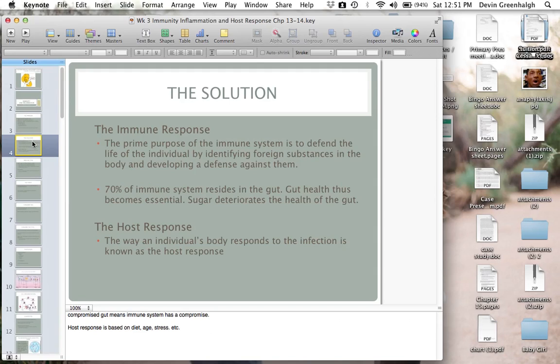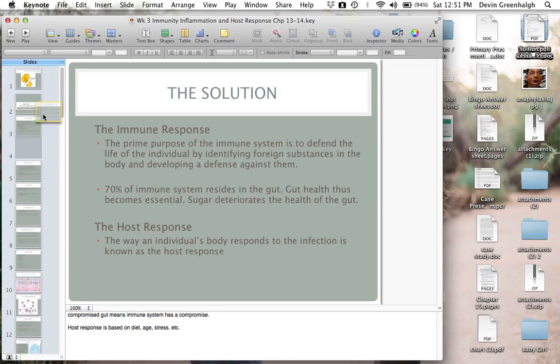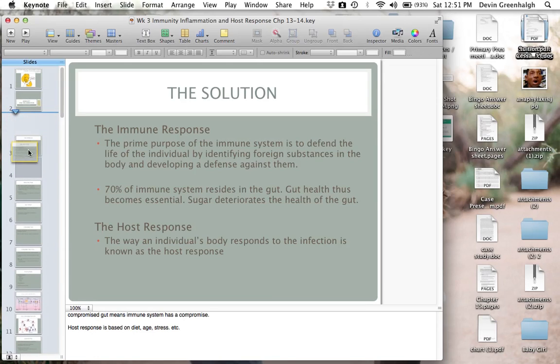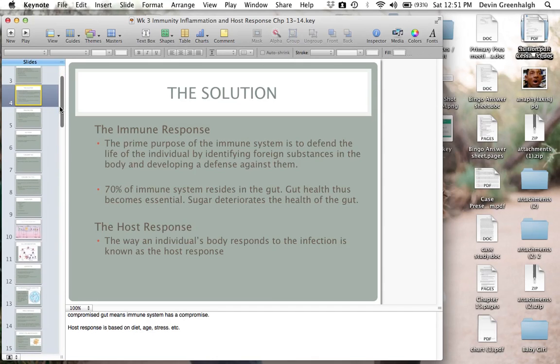The host response is the way an individual's body responds to the infection. So the host response is how the body responds to the infection. And what affects the host response can be many factors such as stress, diet, age, etc.